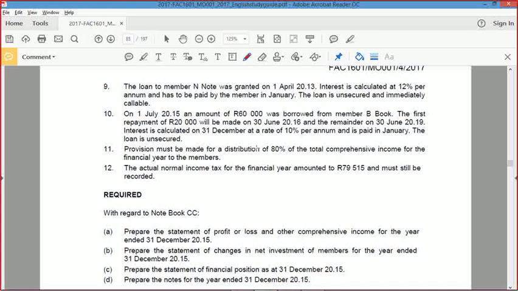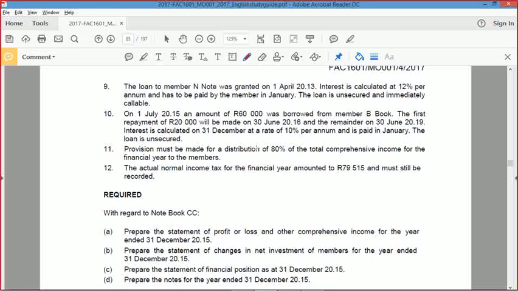The loan to member end note was granted on the 1st of April 2013. Interest is calculated at 12% per annum and has to be paid by the member in January. The loan is unsecured and immediately callable. But I don't know what callable is. Okay, callable means that it can be redeemed by the party. So meaning it will be paid back. So it can be paid back any time. Oh, okay. That's callable.